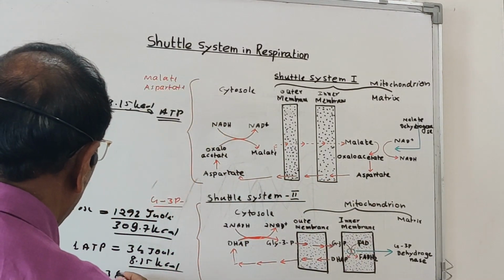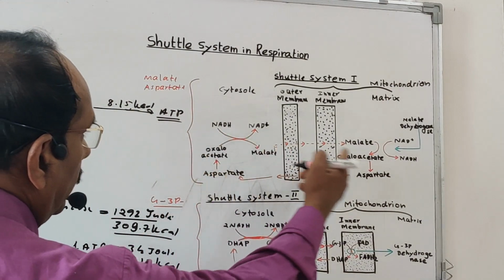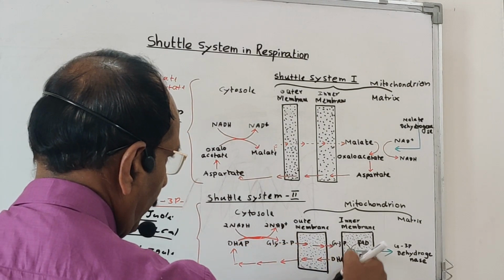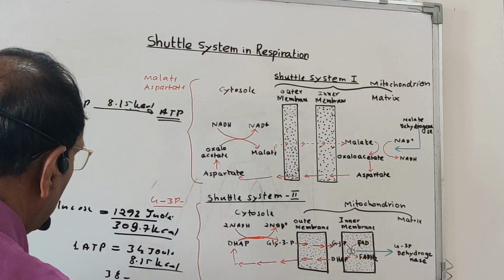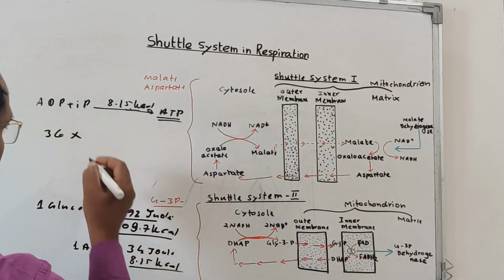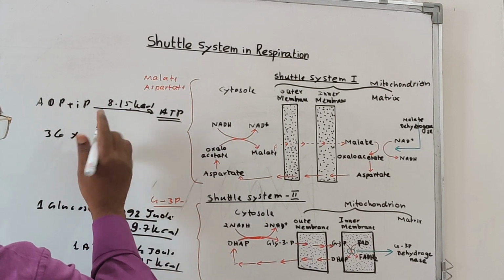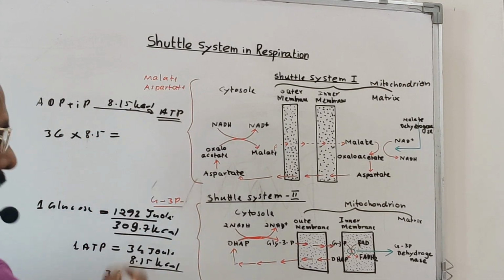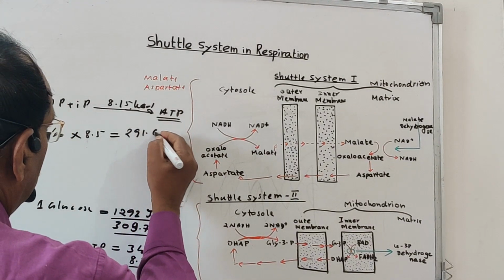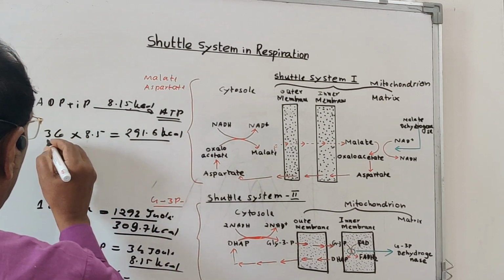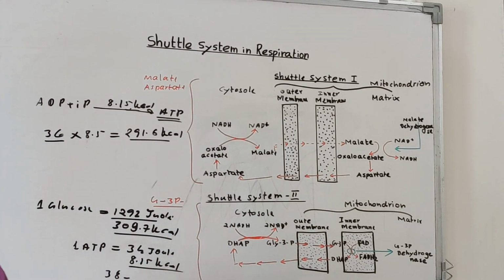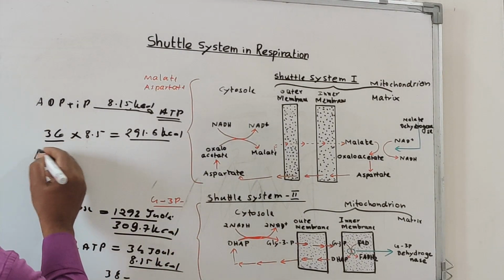So 38 minus 2 ATP, because for 1 NADH2 or 1 FADH2, 2 ATP are lost. So here 38 minus 2, that is 36 ATP, is produced. So we consider this 36 ATP into 8.15 kilocalorie, which is equal to 291.6 kilocalorie energy produced containing the 36 ATP molecules. We are considering this one, with the loss considered. Then what is the efficiency of photosynthesis?